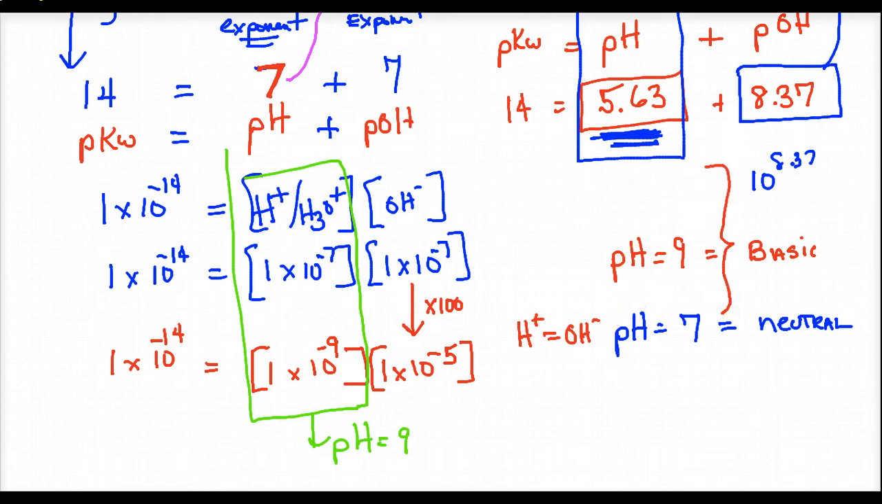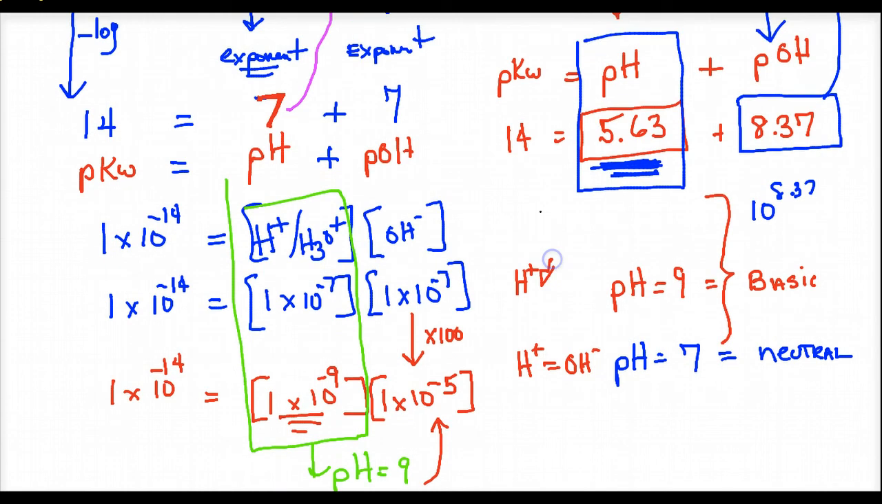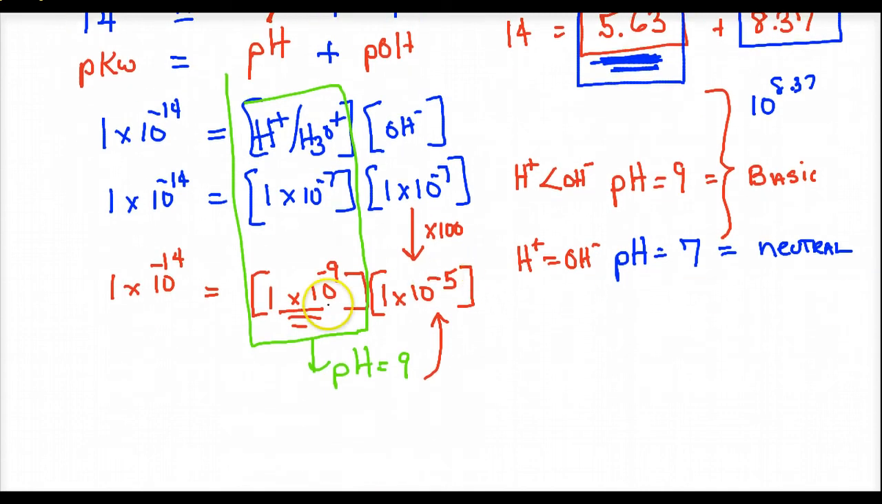Now look carefully, who's winning? If the pH is 9, that means that this number is bigger. The hydroxide concentration is bigger. So at a pH of 9, the H plus or the H3O plus is less than the hydroxide. So anytime you have more hydroxides than H pluses, your pH is higher.